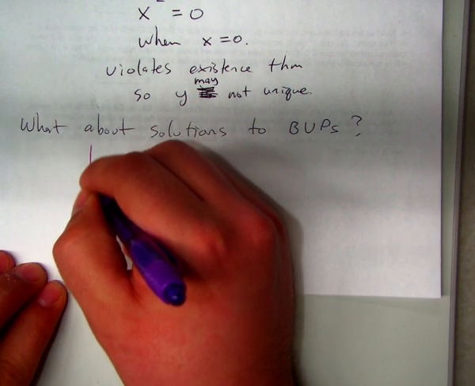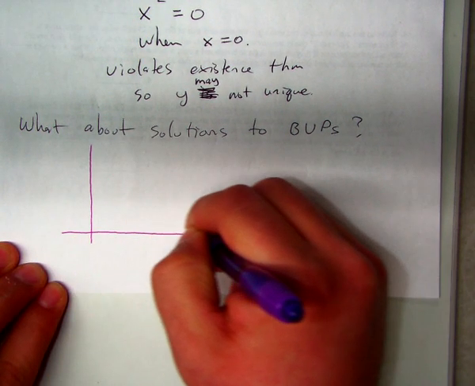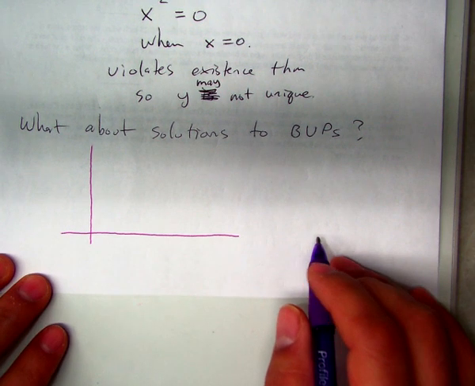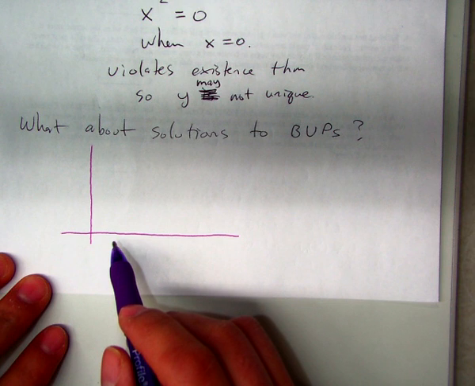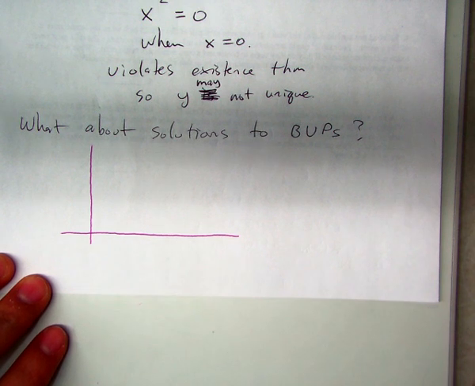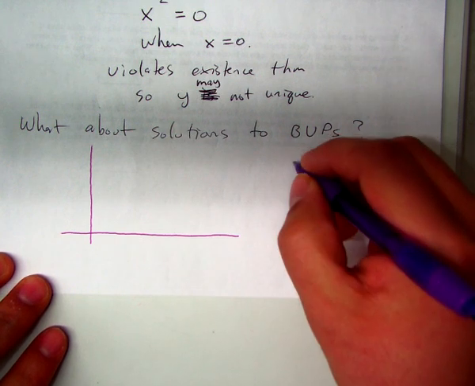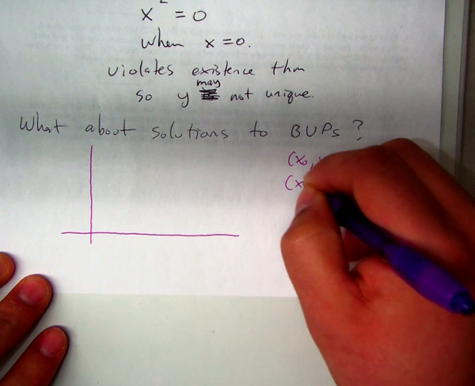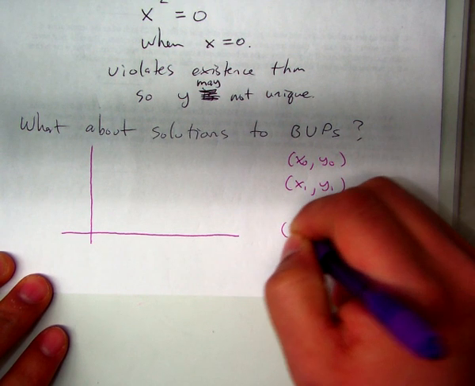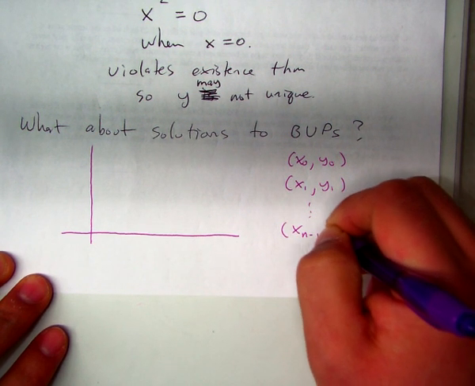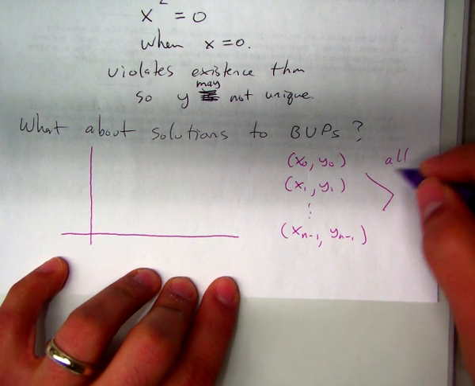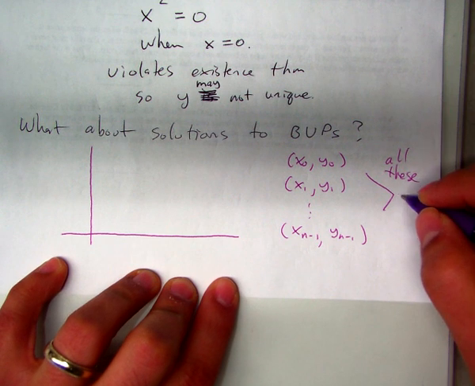So what does this even look like? Well, this scenario is actually much easier to draw than having 5 or 6 initial conditions with all the derivatives being satisfied. This just means that x naught, y naught, x1, y1, and so on, down to x sub n minus 1, y sub n minus 1, that all these points must be what?